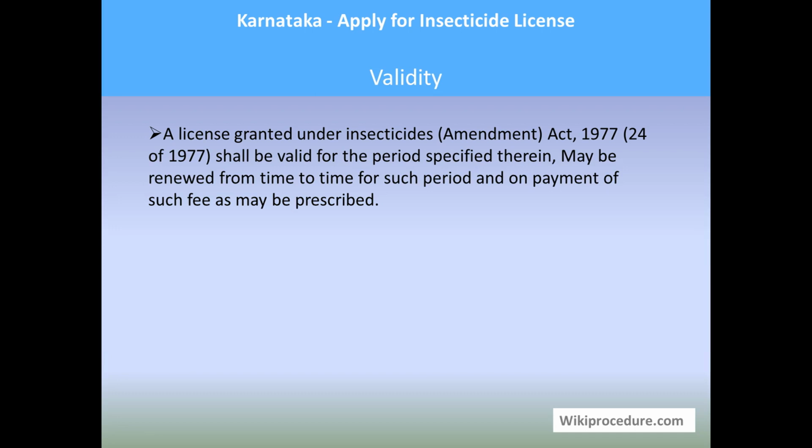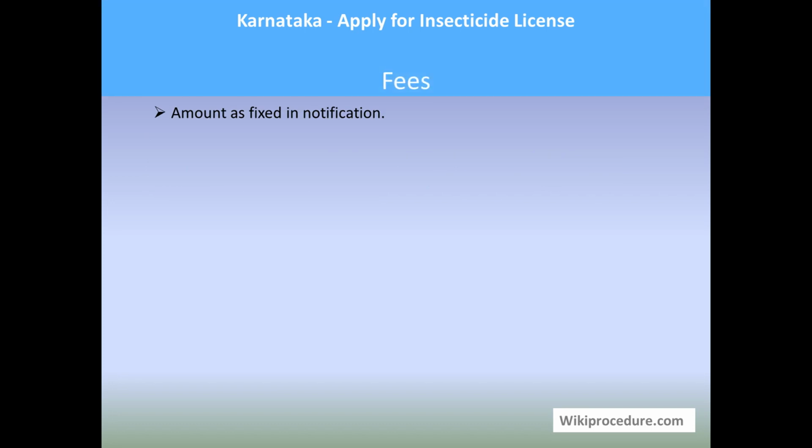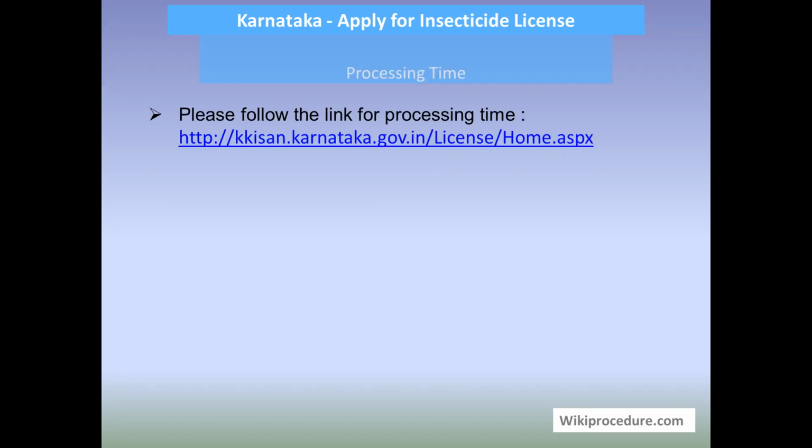Validity: a license granted under the Insecticides Act, 24 of 1977, shall be valid for the period specified therein. The license may be renewed from time to time for such period and on payment of fees which may be claimed at that time. The fee amount as fixed in the notification has to be paid.